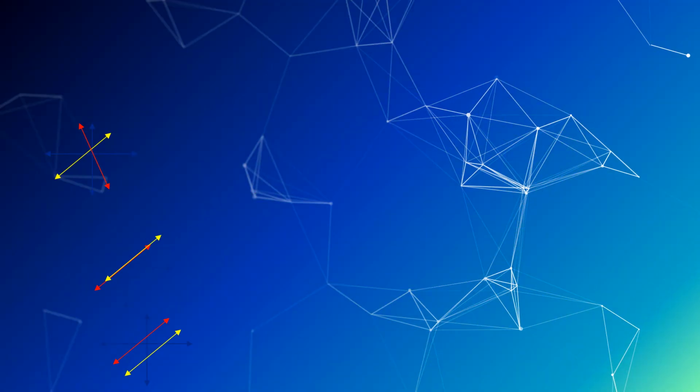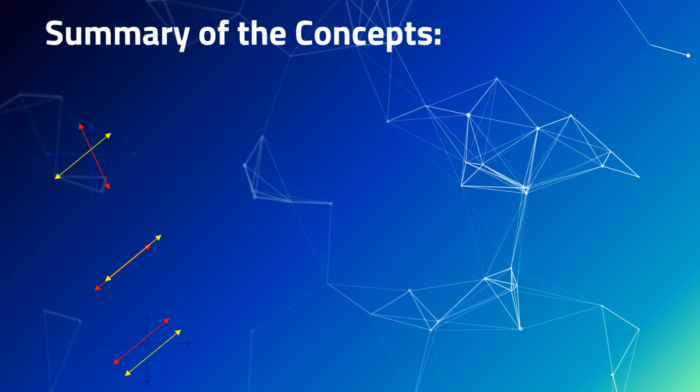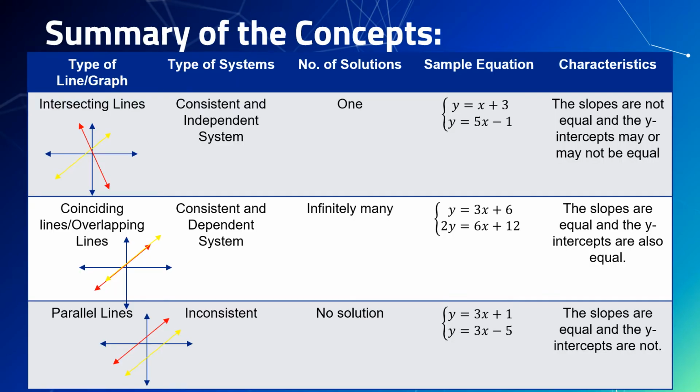Okay, for you to be familiar with the terms that we have discussed, let's have a summary of the concepts. The first column is the type of line or graph. The second one is the type of system. Then the third one is the number of solutions. Then we have a sample equation and then the characteristics in the last column.